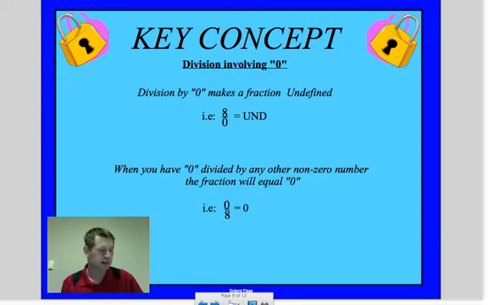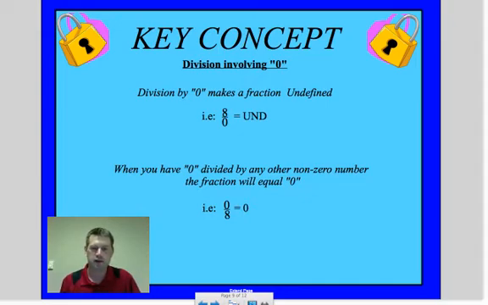The other key concept here is division involving 0. Dividing by 0 makes a fraction undefined. So anytime you have divided by 0, it's undefined. If I have $8 and I'm going to divide it amongst 0 people, how much is each person going to get? There's nobody to split it between, so how can we split $8? Well, you can't. It's undefined in that way.